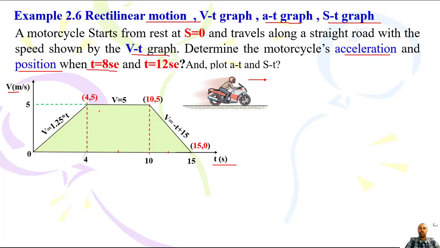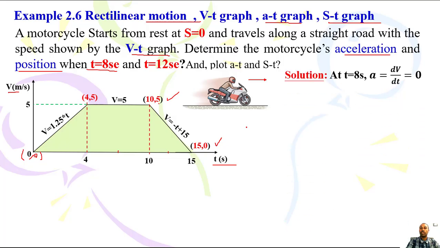Then velocity is constant here, and here the velocity is negative t plus 15. So how do you get these equations if you are not given them? You have to read the coordinates. Once you have coordinates 4, 5 and 0, 0, then you can have the equation of a straight line. If it is constant, then v is equal to 5. And if you have two coordinates, you can just develop the equation.